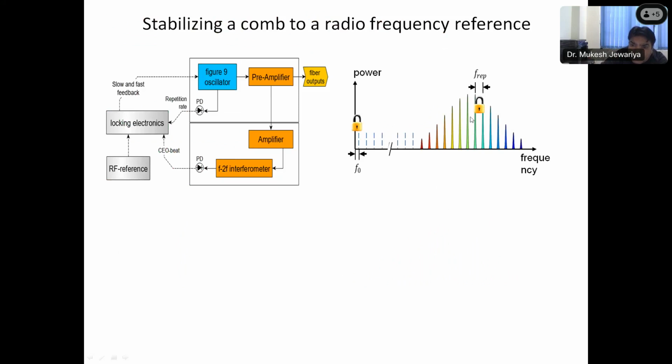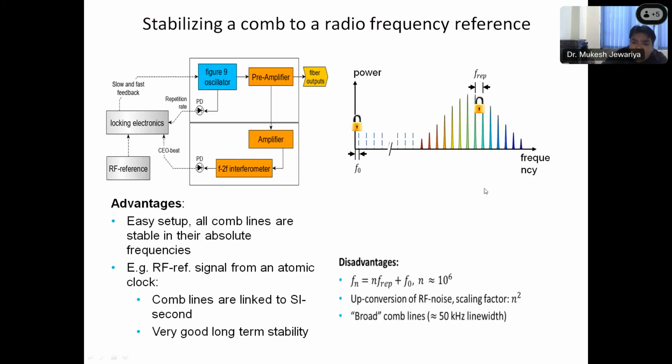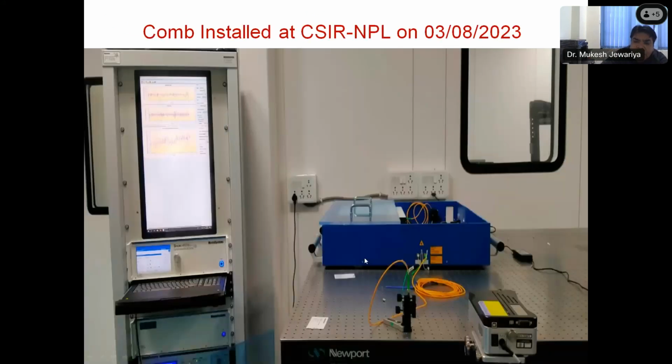And once you lock one frequency, what happens? All comb lines are the same, and you get to know the exact frequency. You see the frequency here. And I will show you this again. So using this, we measured the frequency. This is the frequency, and this is the Renishaw laser. If you see, this is a laser which we calibrate.